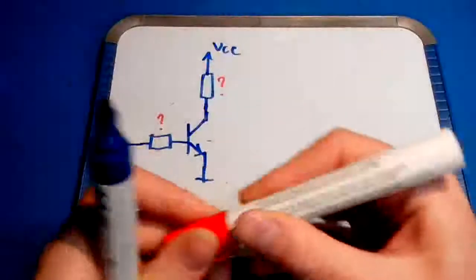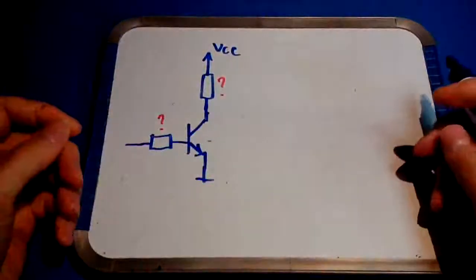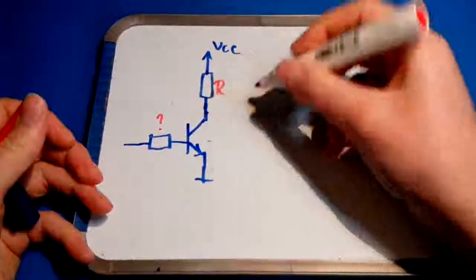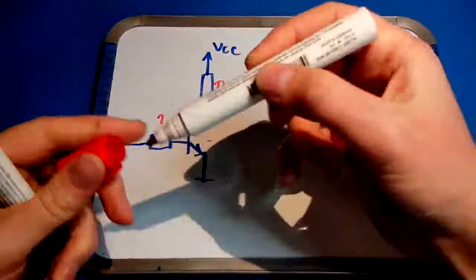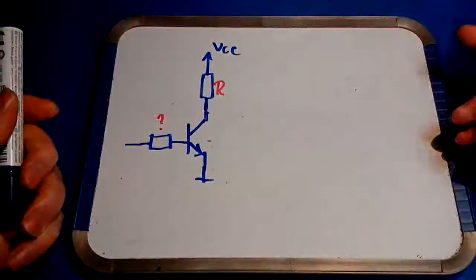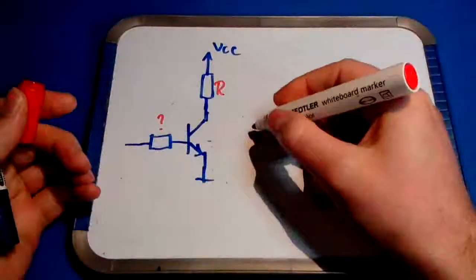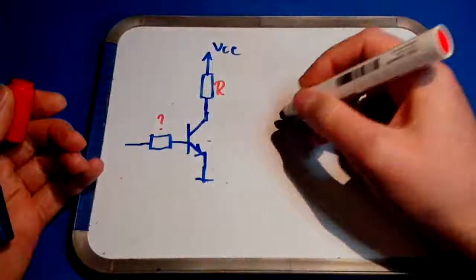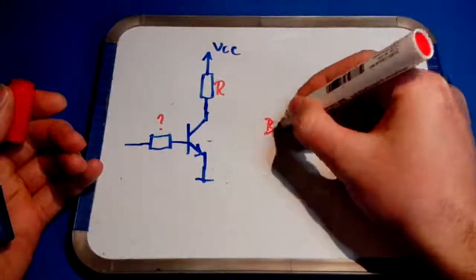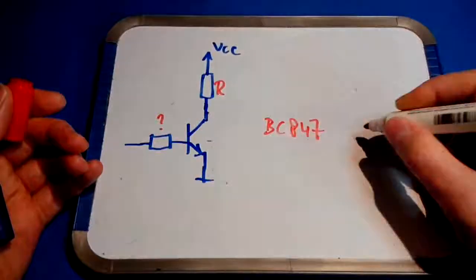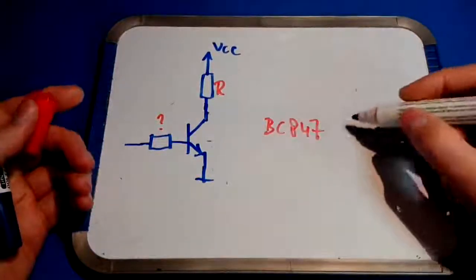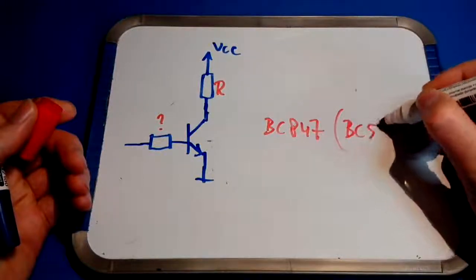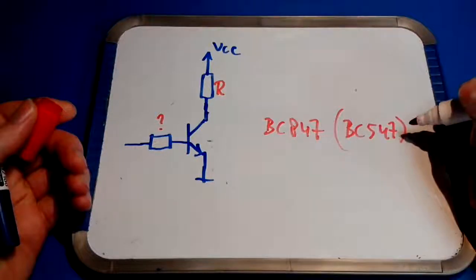You see 2 resistors here, so what's the value of these resistors? Let's first call this resistor R, and look at the value of this one. To do that we should take a closer look at the transistor being used in this project, and it is a BC847, which is a general purpose NPN transistor. For breadboarding I use a very similar BC547, pretty much the same.